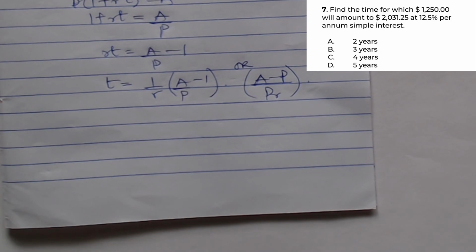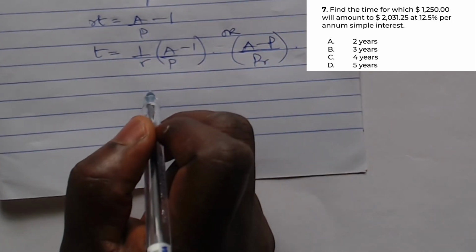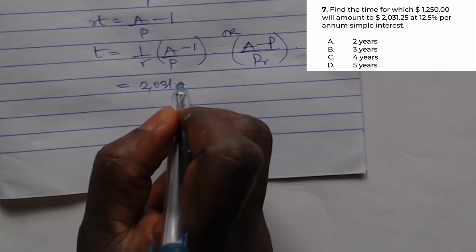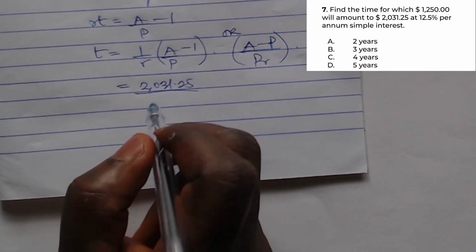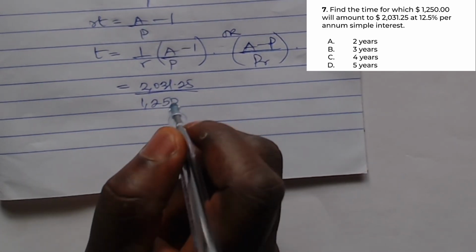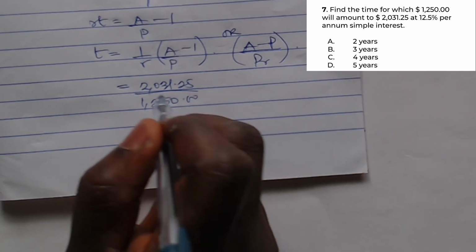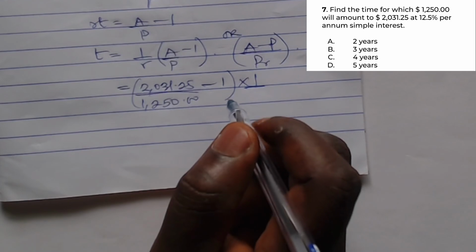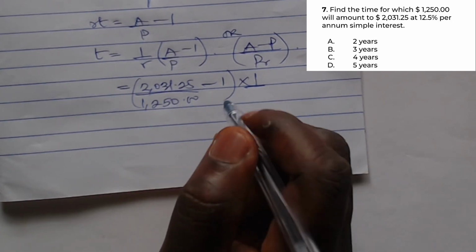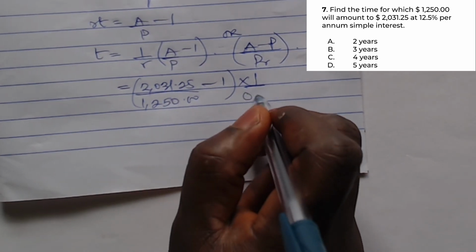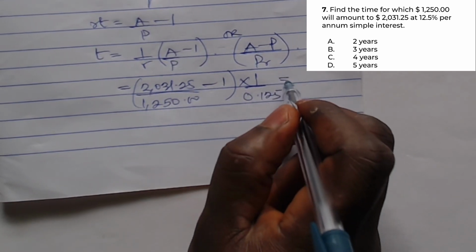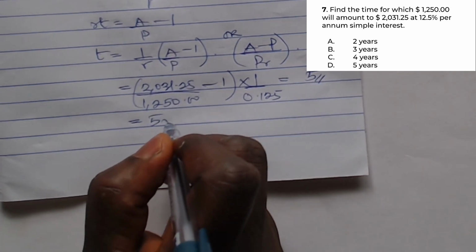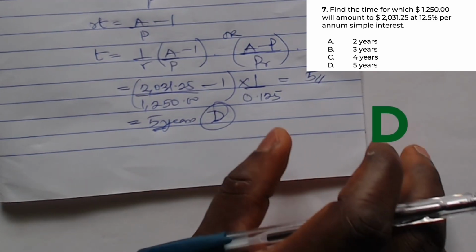So let us make the substitution. Our a, from what is given, is $2,031.25 divided by p, which is $1,250.00. Therefore you get a over p minus 1, multiplied by 1 over the rate, that is 12.5, which is going to be 0.125. When you press your calculator, you are going to get 5 as the final answer, which means the answer is 5 years. Option D. That is that for question number 7.